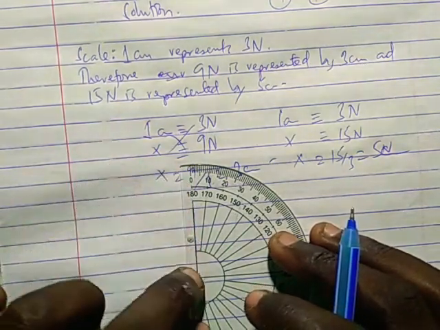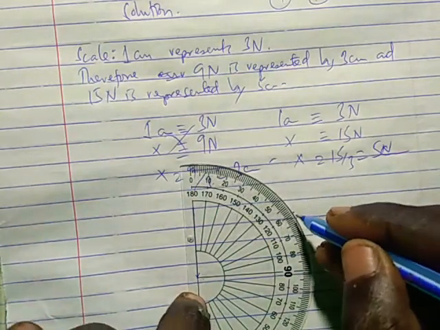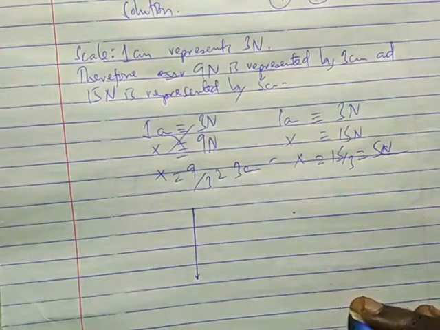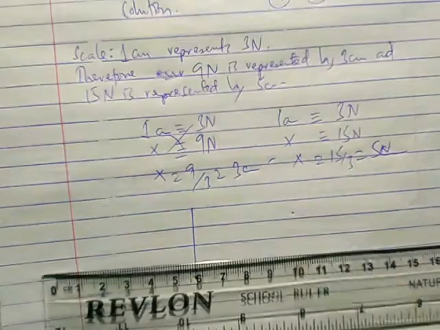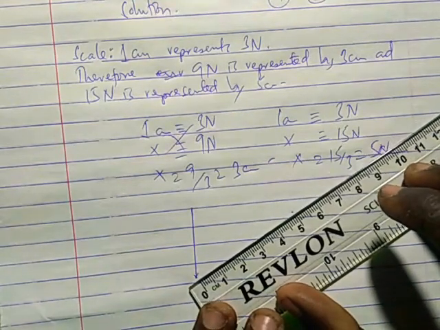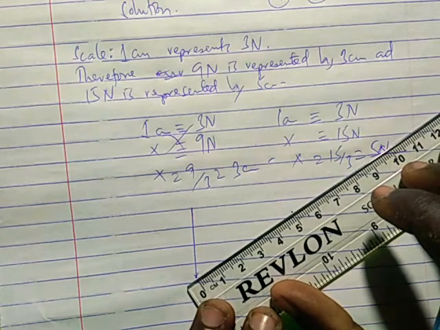Angle of 60 between them. So angle of 60 ni hapa. Angle of 60 ni hapo. So tukishaweka hiyo angle of 60, tutachukua ruler, tutaweka hapo. Tuchora hiyo angle of 60 between them.